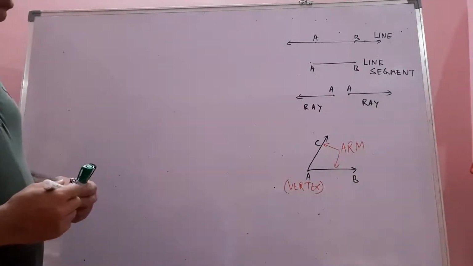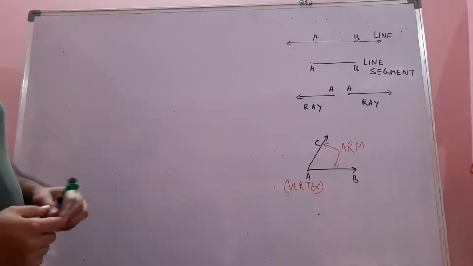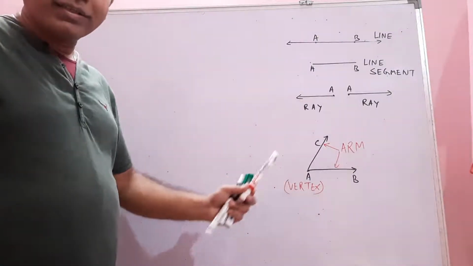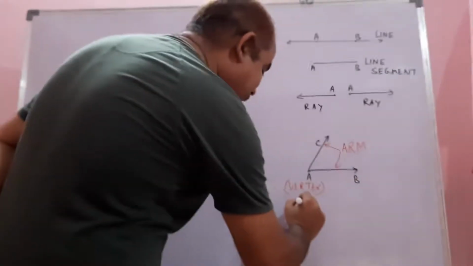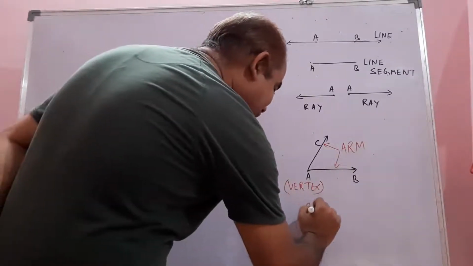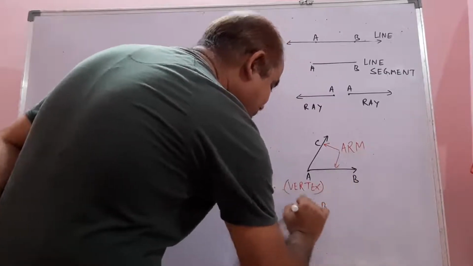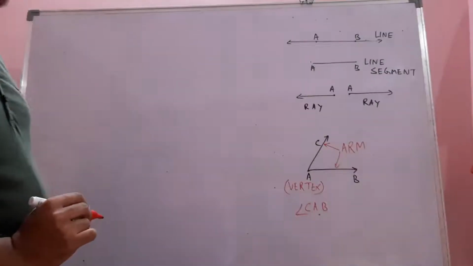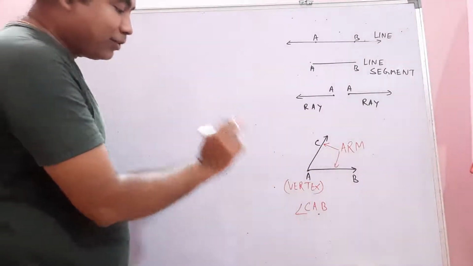Now when you write the name of the angle, you have to write the names of the two rays that form the angle. The angle is formed by ray CA and ray BA. So we can name it angle CAB. Okay, the vertex will always be the middle letter. The vertex will always be the second letter.